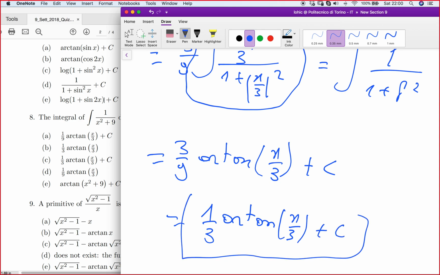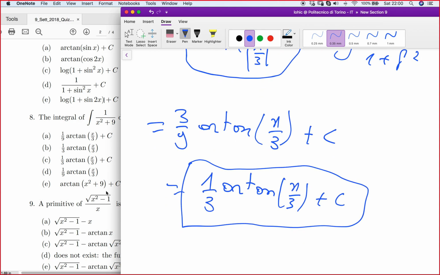So here is the result of this integral. Okay, is that clear? Okay, this will be the end for this section. We will continue in the next section.